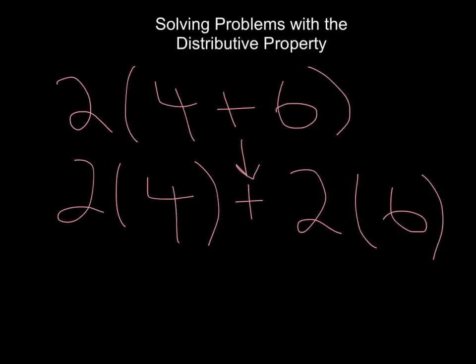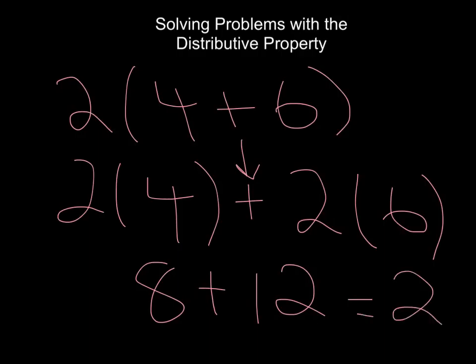Then we multiply 2 times 6 because 2 is the only number outside the parentheses and 6 is the last number inside the parentheses. 2 times 4 is 8 and 2 times 6 is 12. 8 plus 12 is 20. You still got the same answer, but you showed your work in a different way.